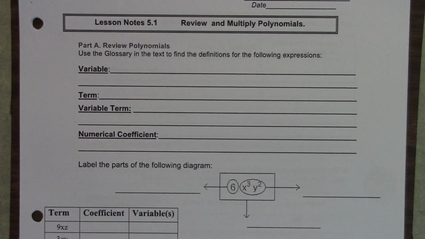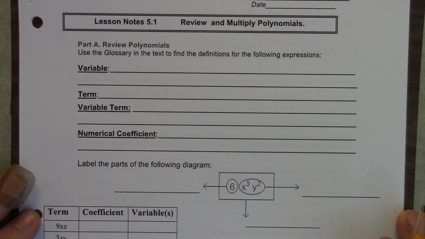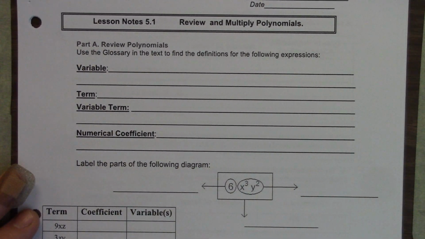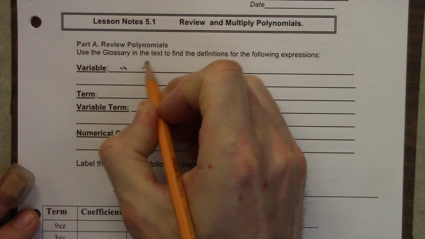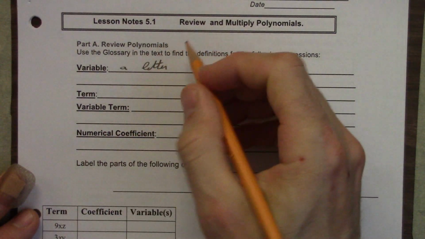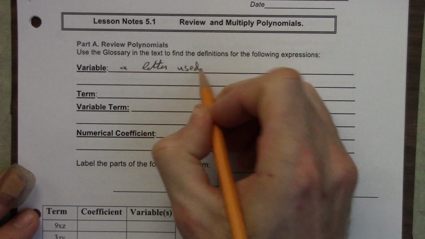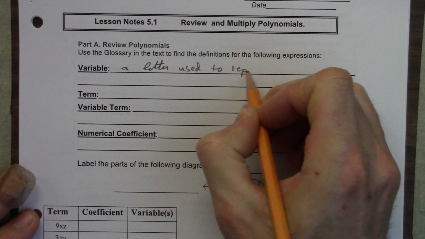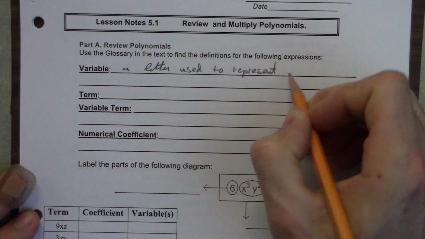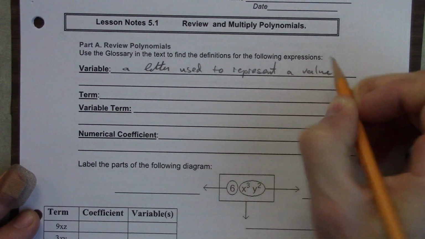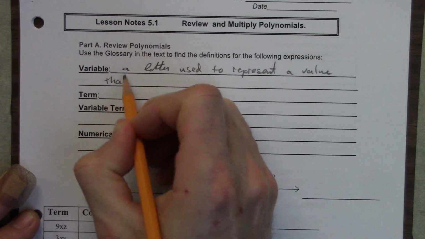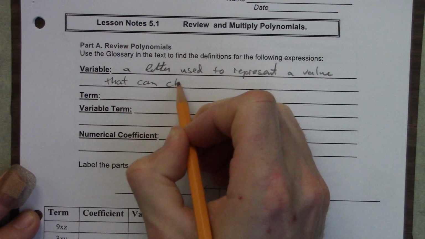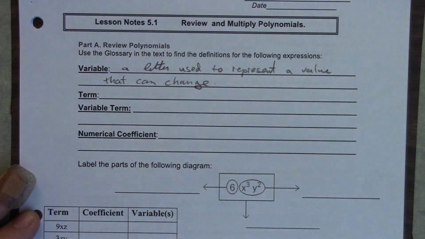What's a variable? Yep, Archie. Yeah, an unknown number, or in our case, we represent it by a letter, right? So it's a letter used to represent a value that can change. That's what it is, right?